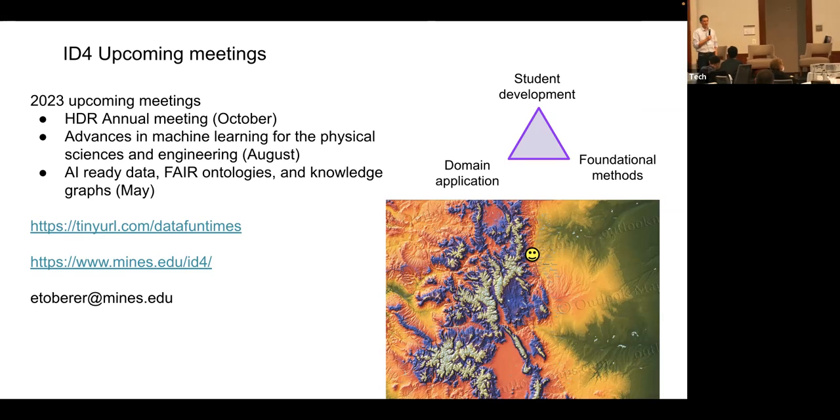We also have a fair bit of funds over the next 4 years to run small workshops on the order of 40 people, again, all expense paid trips, mostly to Colorado, but also to places like Princeton and other parts of the ID4 Institute university set. So for example, it looks like this August we're going to do an applied machine learning one focused on the physical sciences and engineering.